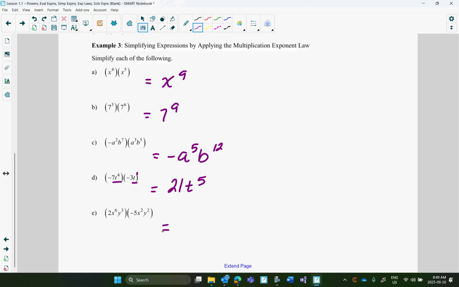This one, just multiply the numbers in front. Remember, they're not exponents, so we don't add them. So it'll be negative 9, x, then 8, y, then 5. Yep. Good job. Okay? So that's multiplying.